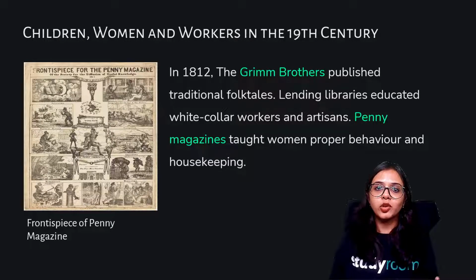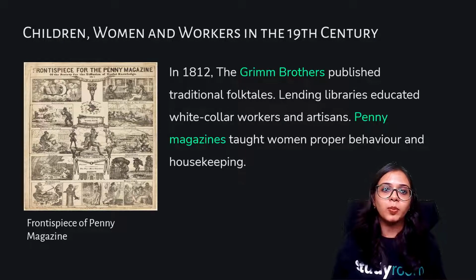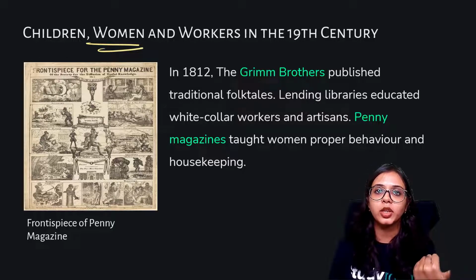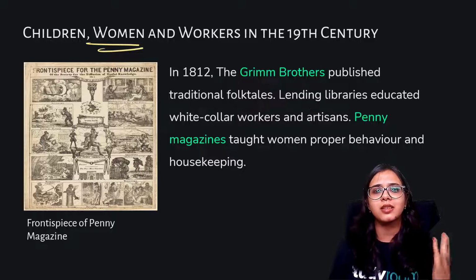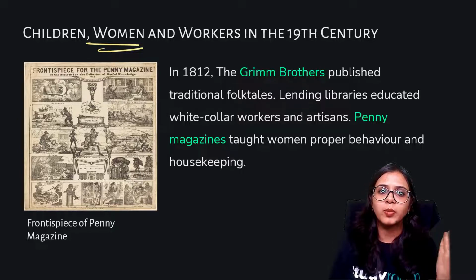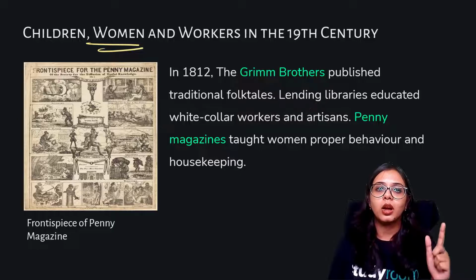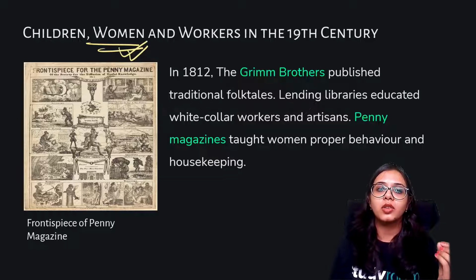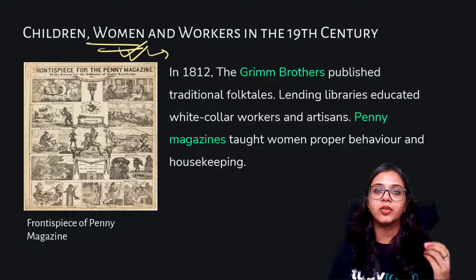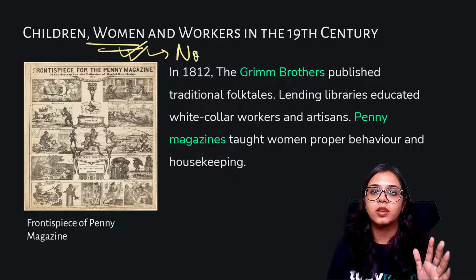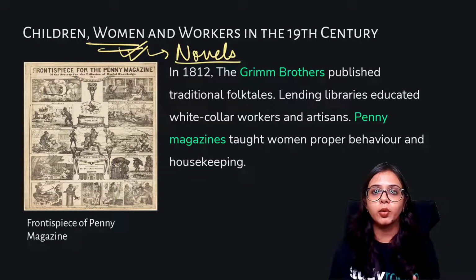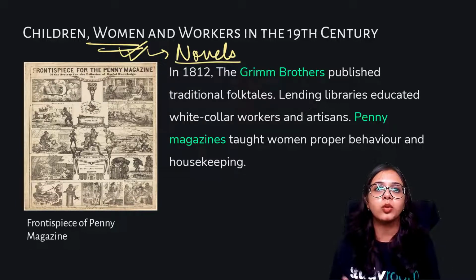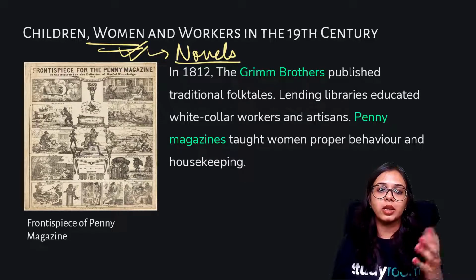Now, we will learn about children, women, and workers in the 19th century. The plight of women I have already discussed in one of the earlier slides: they were subjected to conduct codes, and a certain kind of literature was catered towards them. But with the advent of cheaper and multiple books, women became very adept readers of novels, which were fictionalized books, like I had told you. So apart from conduct books, women also indulged in reading novels.